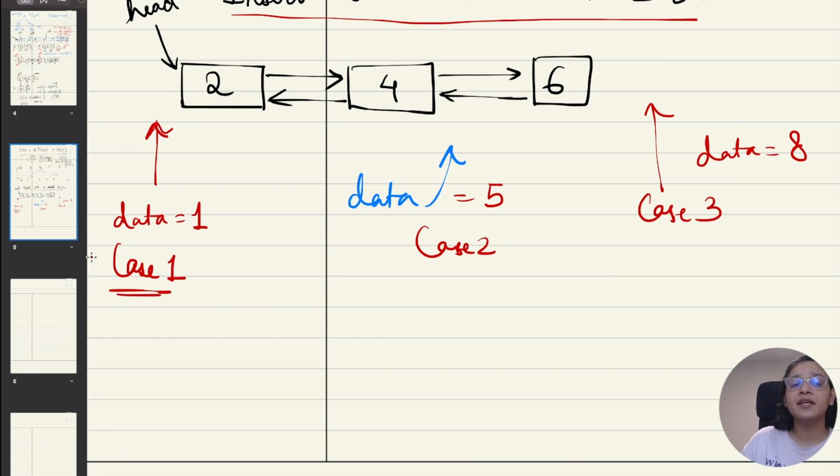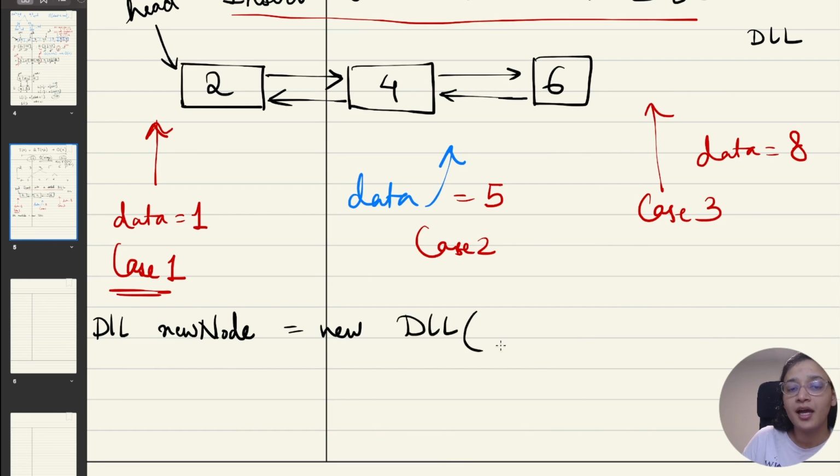Okay, how do you identify that a particular piece of data which needs to be inserted is in case 1? It's very simple. Let's say you have this data stored as a value, 1. You're going to create a new node out of it. Let's say this doubly linked list node is present in a class called DLL. So you're going to create DLL newNode equal to new DLL, and you're going to pass in the data, let's say 1.